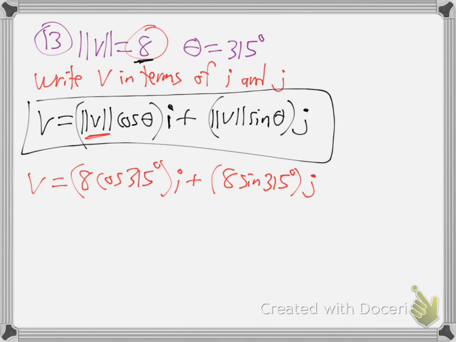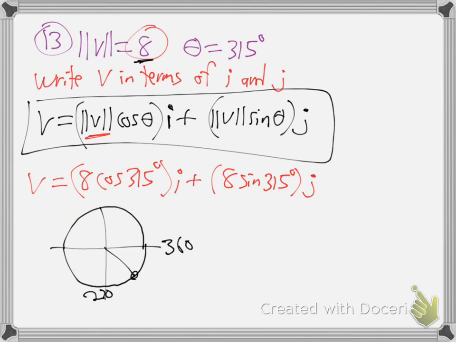Okay, and then there's my calculator. So let's crank that out. Make sure you're in degree mode. You could just go to the unit circle too. Let's go to 315. I'm going to draw a little unit circle here. Where's 315? This is 270, 360. Is it right in the middle? Yeah, it's 45 degrees. So 315 is right there.